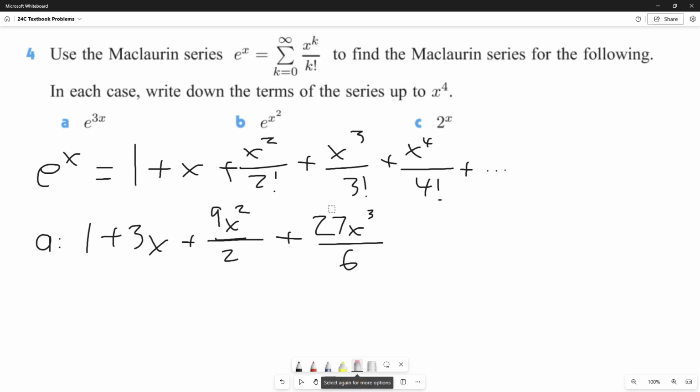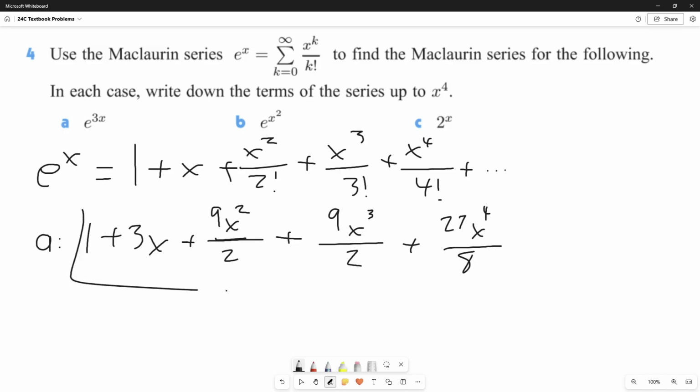And that can be simplified to 9 over 2 x squared plus 81x to the fourth over 24. And I don't think that can be simplified. Oh, it can. Yeah, 27 over 8. So that's the answer for part A.